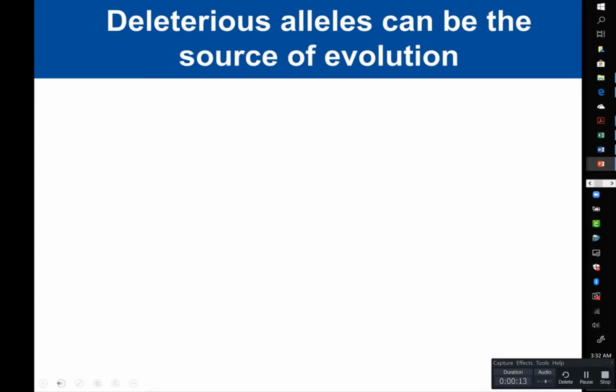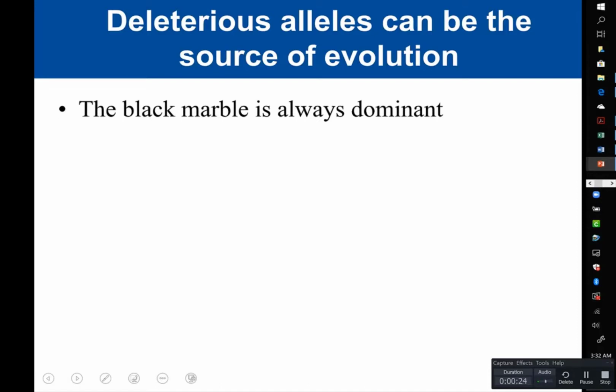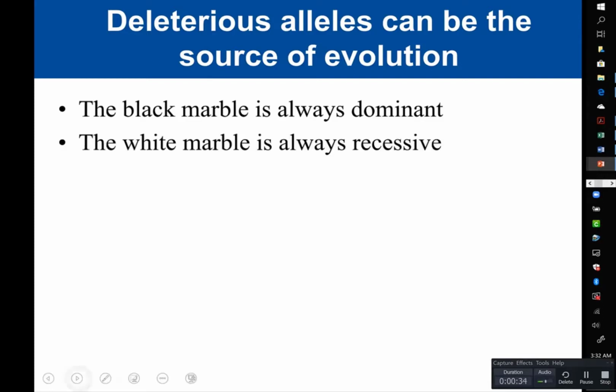All the marbles are back in. So now what I'm going to do is do table 12-2. Where we left off in the video that you watched was that in the first generation of the marble experiment, we were looking at deleterious alleles. Deleterious alleles are alleles that are lethal. In that experiment, the black marbles always represented the dominant, and the white marbles always the recessive.